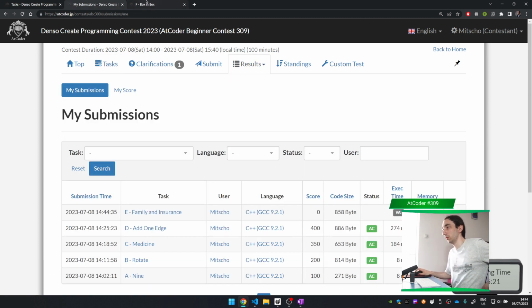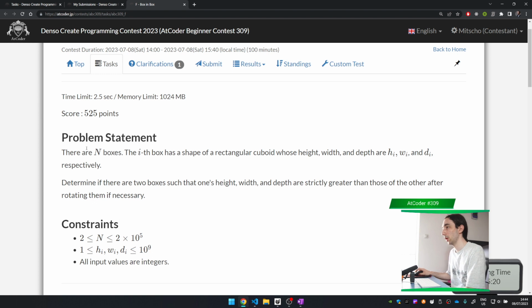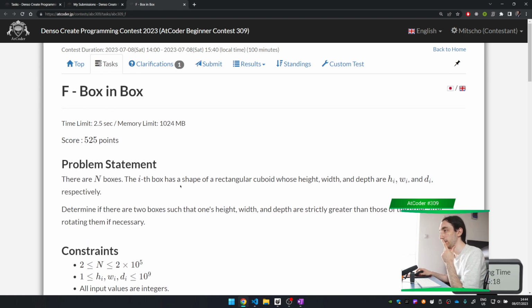This is a really cool problem. I like it. Okay, so if there are n boxes, the ith box has the shape of a rectangular cuboid with width, height, and depth. Determine if there are two boxes such that one's height, width, and depth are strictly greater than those of the other, after rotating them if necessary.